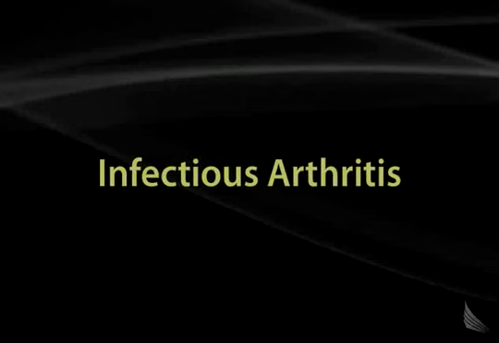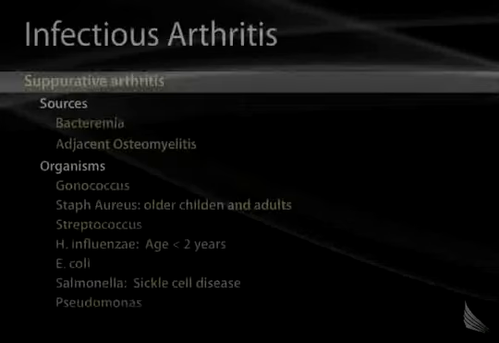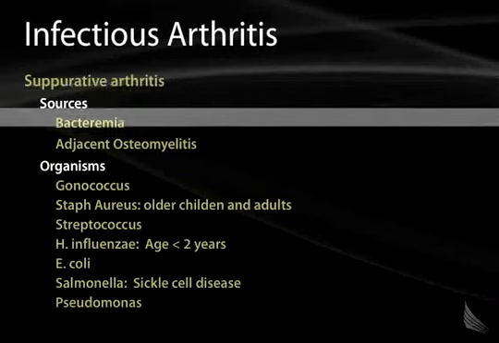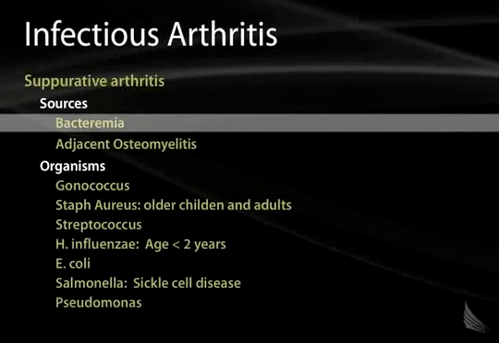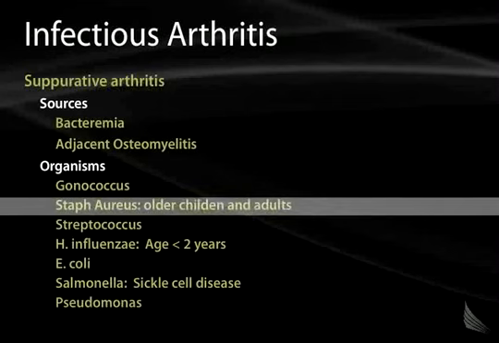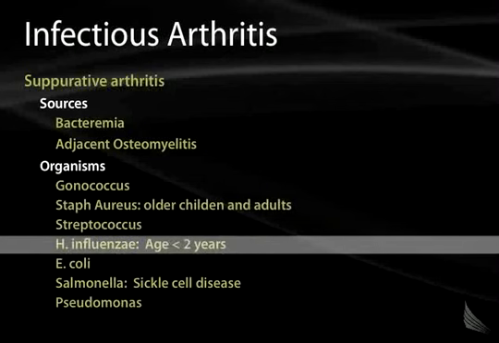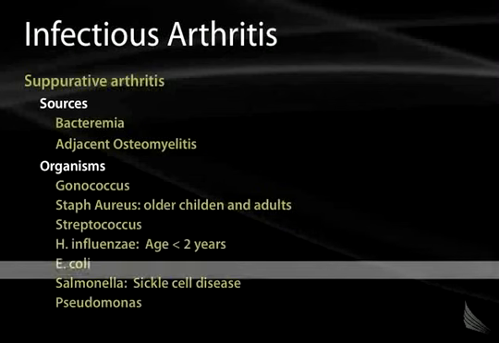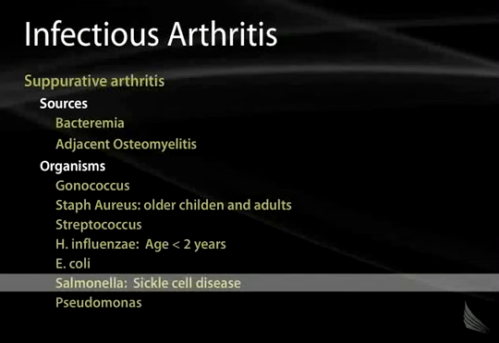Now we're going to deal with some of the different infectious arthritides that can develop in different age populations and groups. Suppurative arthritis can develop from a variety of sources, including general bacteremia from other sources in the body, or an adjacent osteomyelitis. The organisms are many and varied. They include gonococcus, Staphylococcus aureus, particularly in older children and adults. Remember to look for things such as H. flu when dealing with younger children. And again, remember that patients with sickle cell disease are prone to infection with encapsulated organisms. So if they present with an arthritis, think about organisms such as Salmonella.